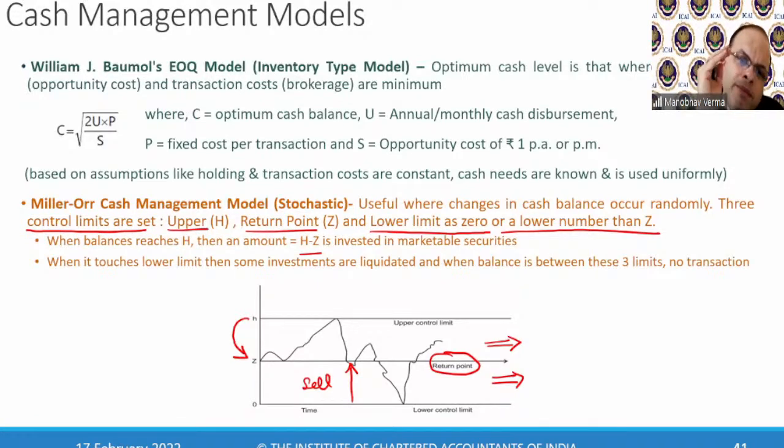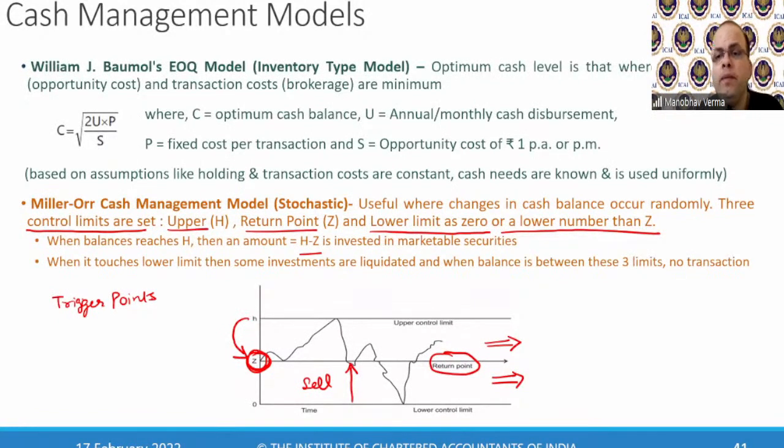Because these upper and lower limits are acting as trigger points. The main idea is that the return point Z is a relatively comfortable zone. A little bit of a variation around Z is okay. But when we reach the extreme, if from Z we reach H, it will invest, and if by any chance we touch the lower level, it will liquidate, guys. So a little bit of a variation will not necessitate the action. These are the trigger points, point H and point 0. Right? So I hope everyone is clear, guys.